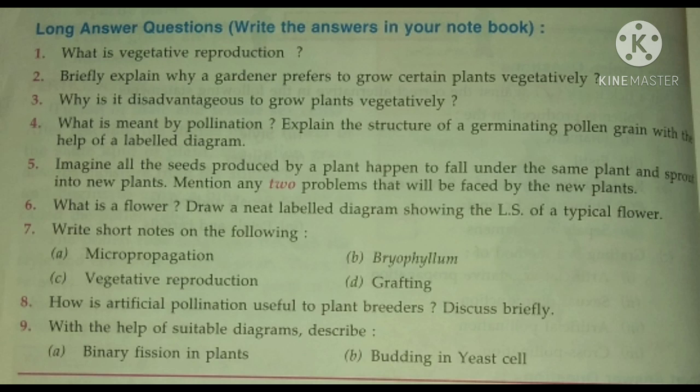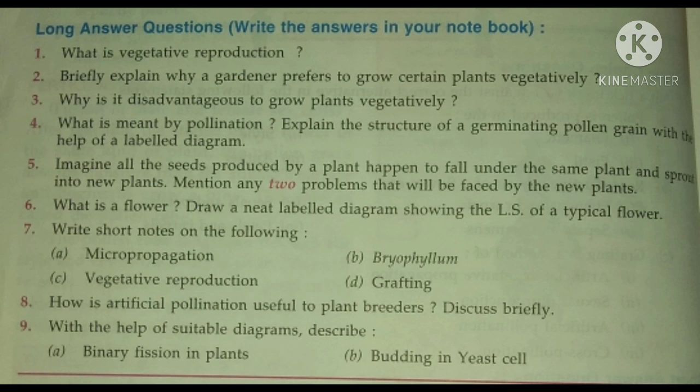Next, with the help of suitable diagrams, describe. First one is binary fission in plants. Binary fission comes under the asexual reproduction method. In page number 15 you will get the answer. That is in bacteria. You can write the points point-wise and then draw the diagram of binary fission in bacteria. You will get the answer.